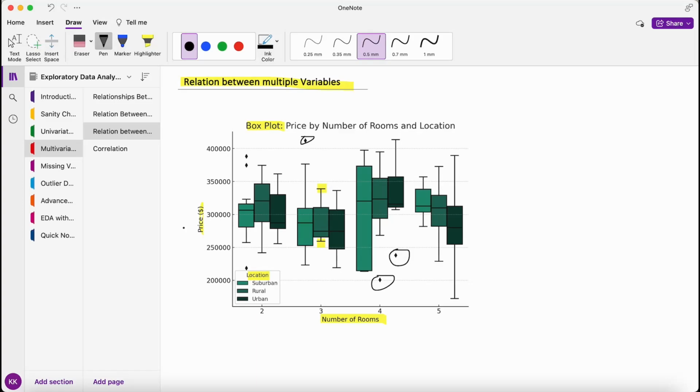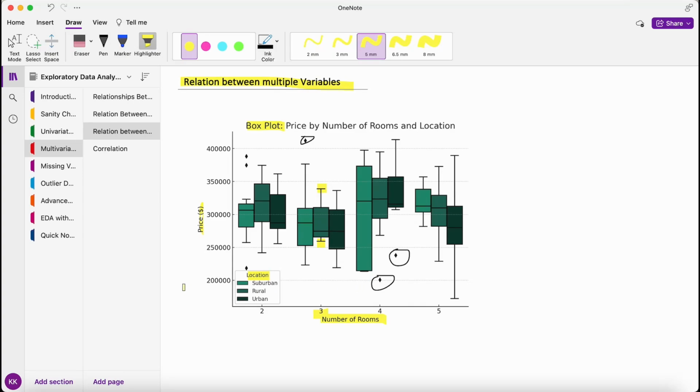and locations. For instance, we might see that urban properties with 3 rooms have a higher median price than rural and suburban ones, indicating a possible premium on urban locations. Furthermore, the range of prices, as indicated by the whiskers, can tell us about the variability within each category. A larger range suggests greater diversity in property prices. Such visualizations help us to quickly identify patterns and possible correlations.